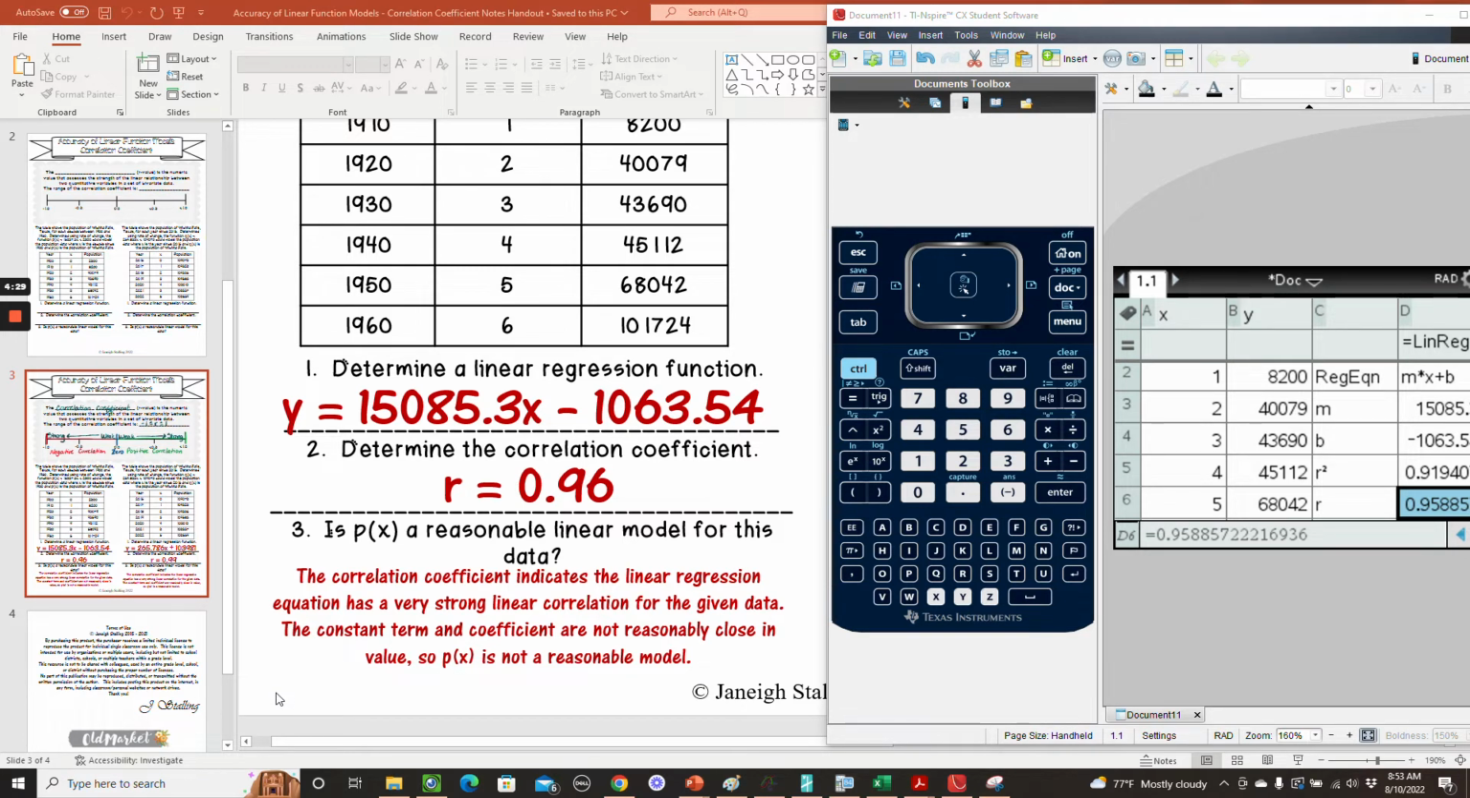But it asks, is P of X a reasonable linear model for this data? Is the linear regression model accurate? So the correlation coefficient, that's this value, indicates the linear regression equation has a very strong positive linear correlation for the given data. The constant term and coefficient are not reasonably close in value.